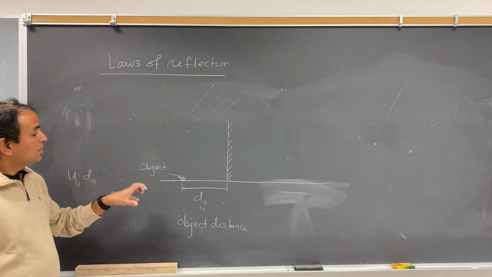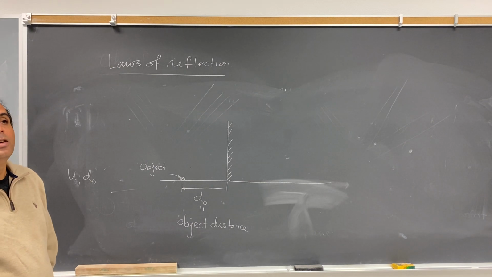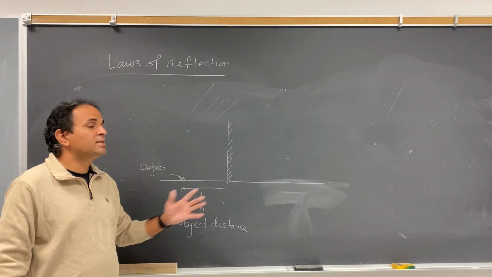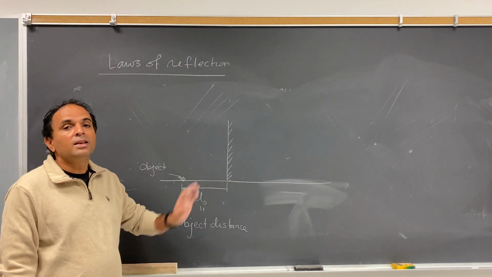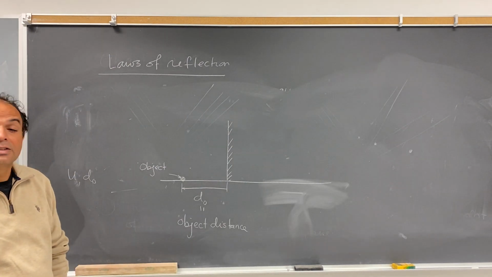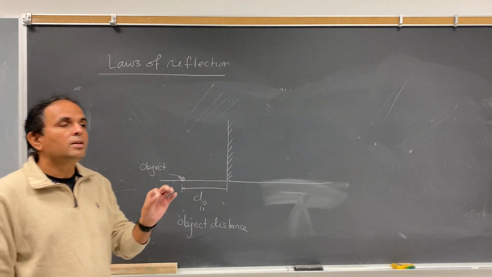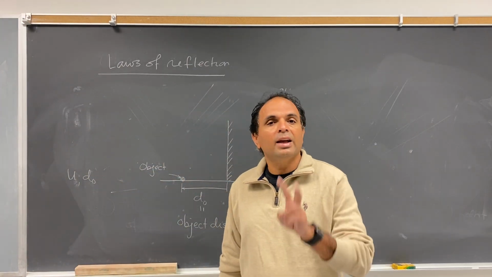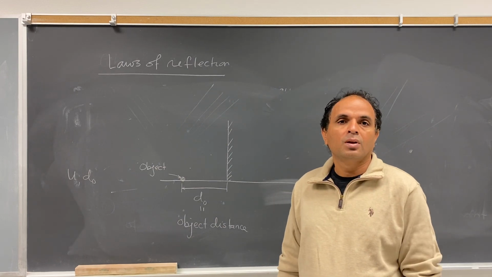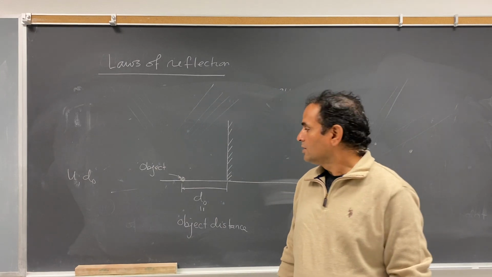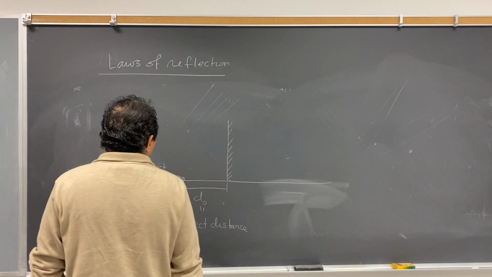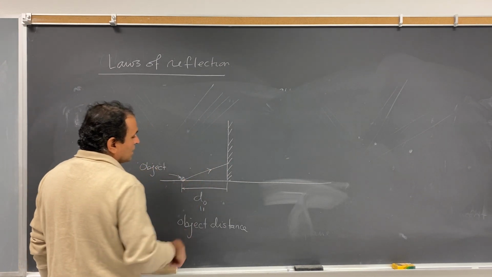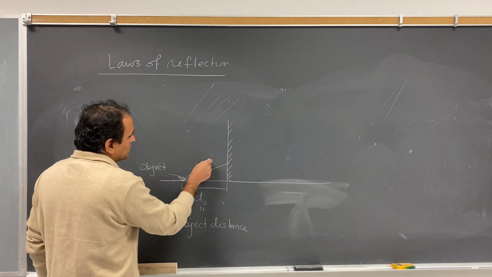Now, where is the image? Can you draw the ray diagram to show the image formed by this plane mirror? So where is the image? If you have to draw the ray diagram, you need at least two rays coming from the object. For example, let us suppose one ray is this, another ray is this.